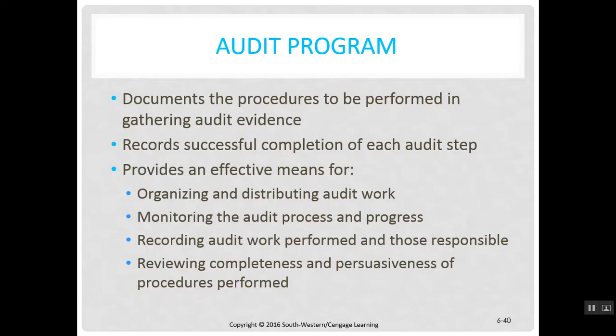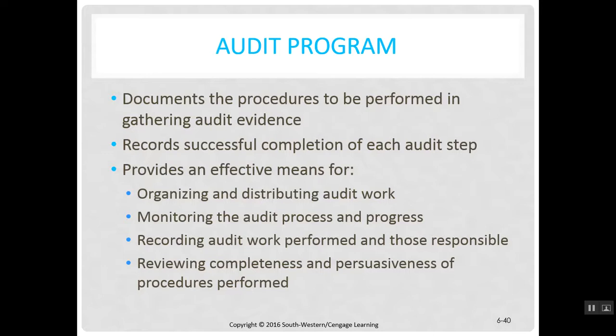Ultimately, the procedures that you're performing during an audit are dictated by the audit program. And the audit program is developed as part of the planning phase. So these are where you document the procedures to be performed in gathering the audit evidence. It records successful completion of each audit step, and it provides an effective means to organize and distribute the audit work, monitor the audit process and progress, and then record the audit work performed and for the managers and partners to review the audit procedures.